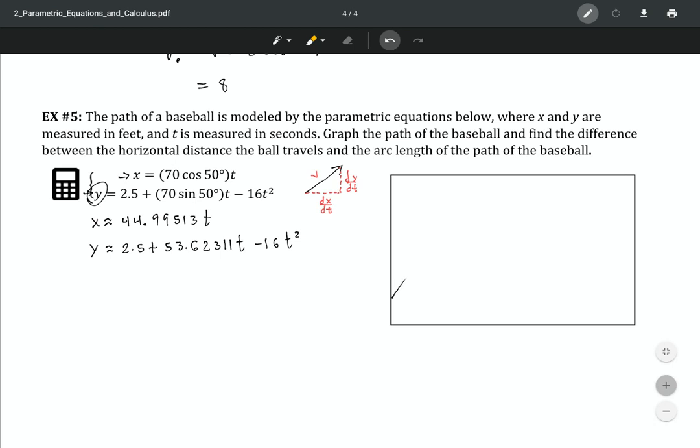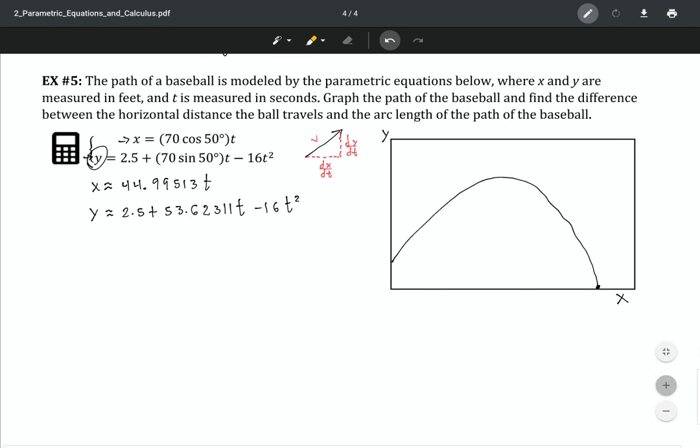That 2.5 normally is the initial height. Okay. In this case, we're going to call this y, and we're going to call this x. And we're just going to try to graph this, okay? So it says find the difference between the horizontal distance and the arc length, all right?